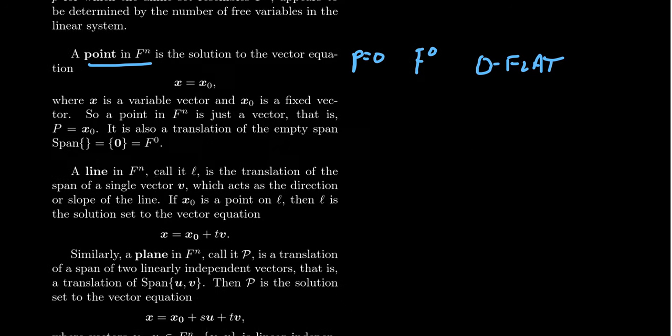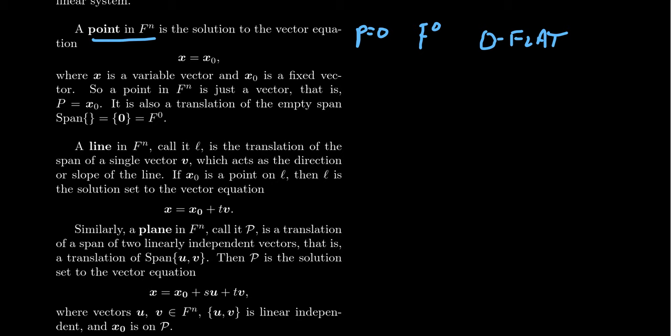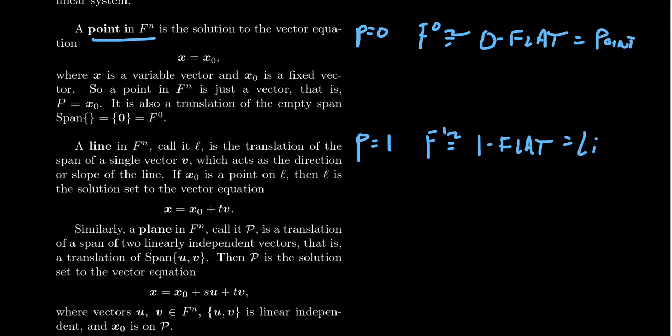Well, what's a one flat then? When we set the parameter to equal one, we're looking for something that's congruent to F^1. So what would be congruent to F^1? Well, if a zero flat is just a point, a one flat is just going to be a line. And so how does one describe a one flat, a line, in a general vector space?